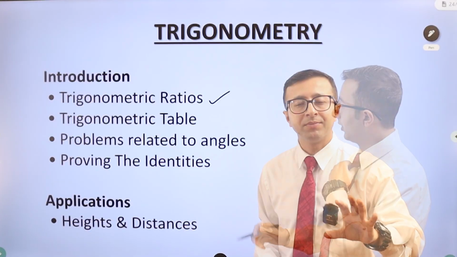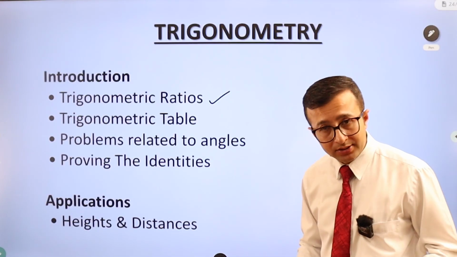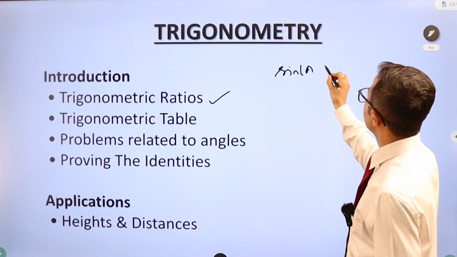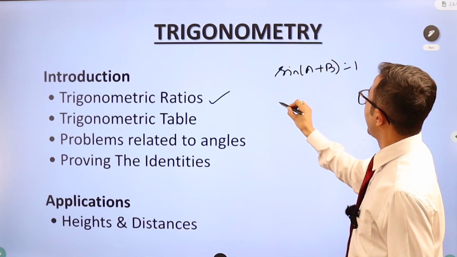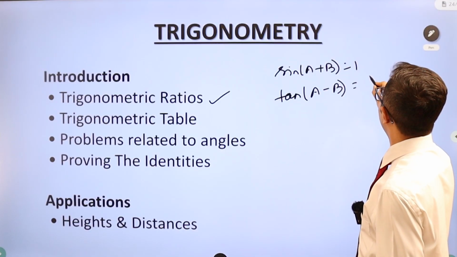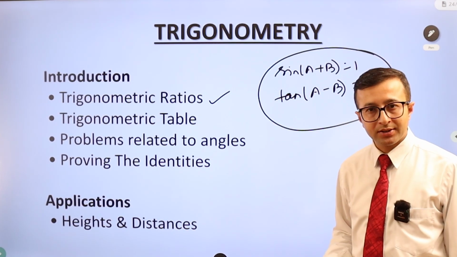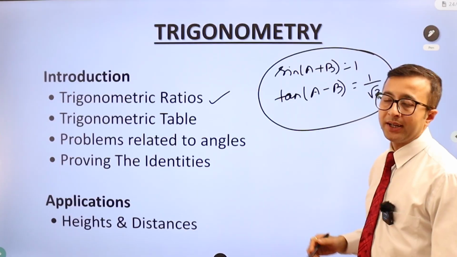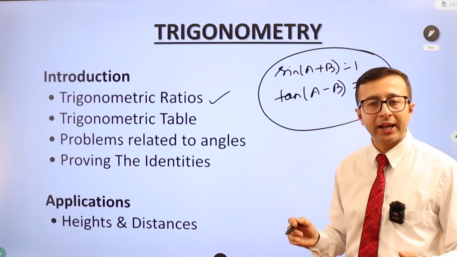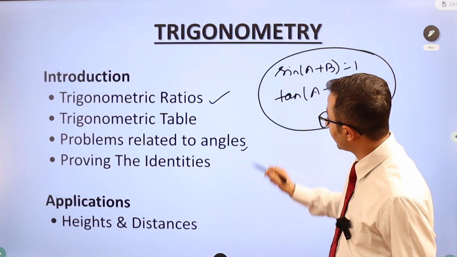Second is the trigonometric table, problems related to the trigonometric table. Another is problems related to angles. One simple question for you: if sine (A plus B) is equal to 1 and tan (A minus B) is equal to, let's say, 1 by root 3, where A and B are acute angles, A plus B is less than or equal to 90 and greater than or equal to 0, similarly A minus B is less than or equal to 90 and greater than or equal to 0, then what may be the values of A and B? That comes under this angle section.